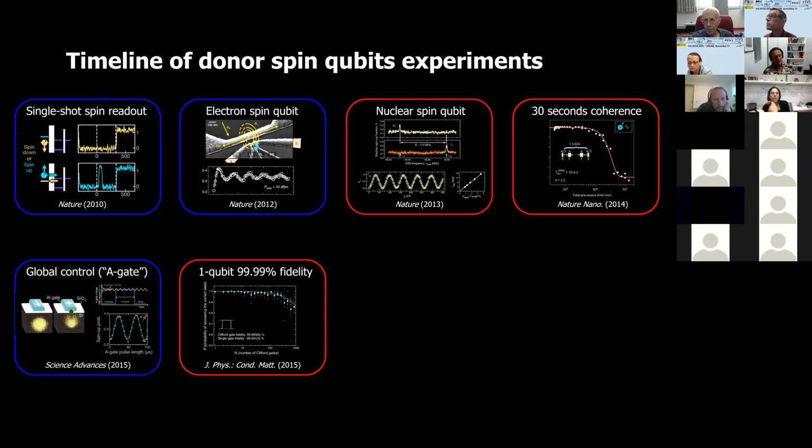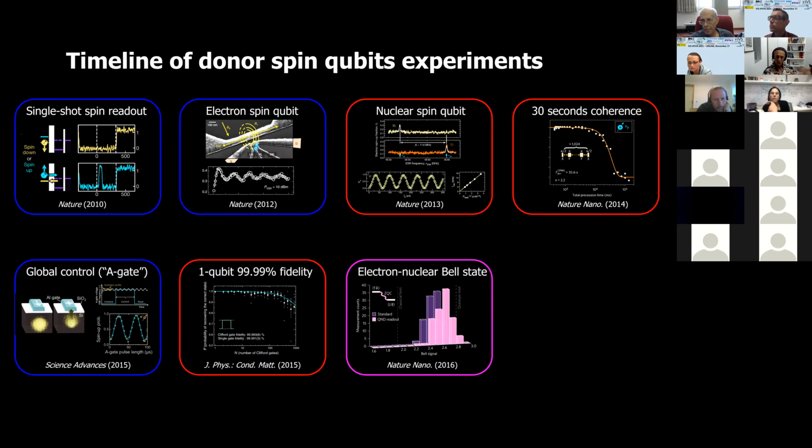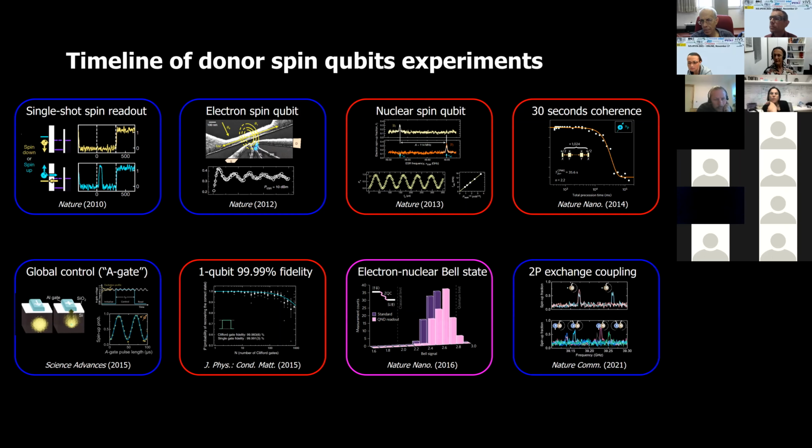single qubit gate fidelity benchmarks, and we got to 99.99%. We can entangle the electron and the nucleus, violate Bell's inequality, and prove entanglement. And what we're working on now is 2-qubit logic gates and multi-qubit logic gates to scale up.